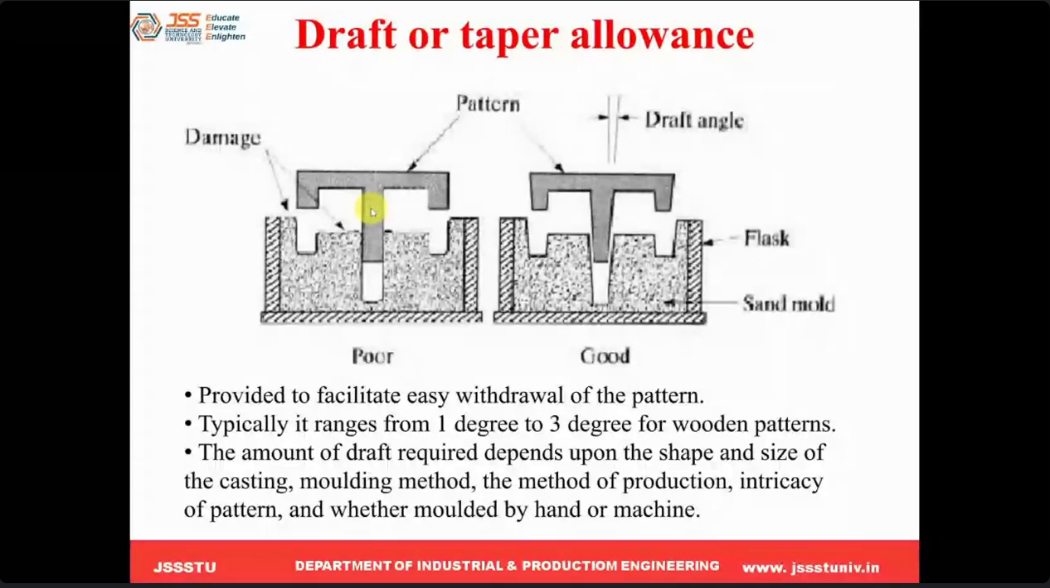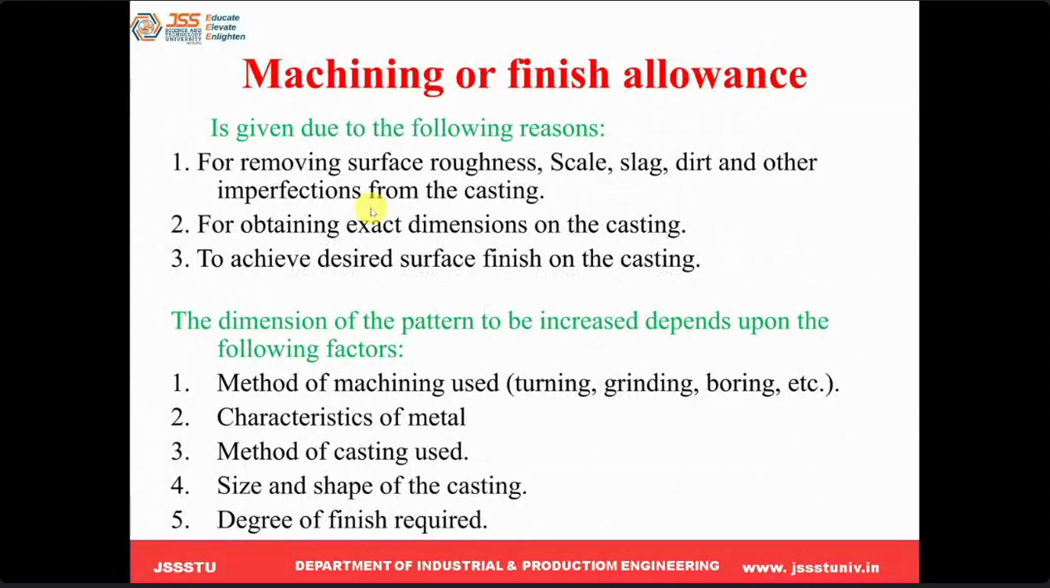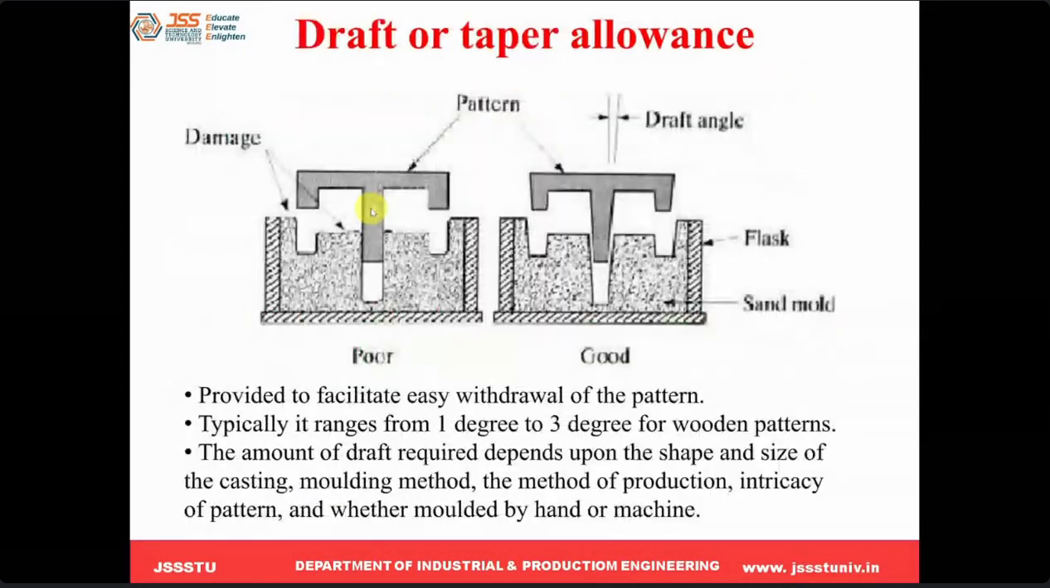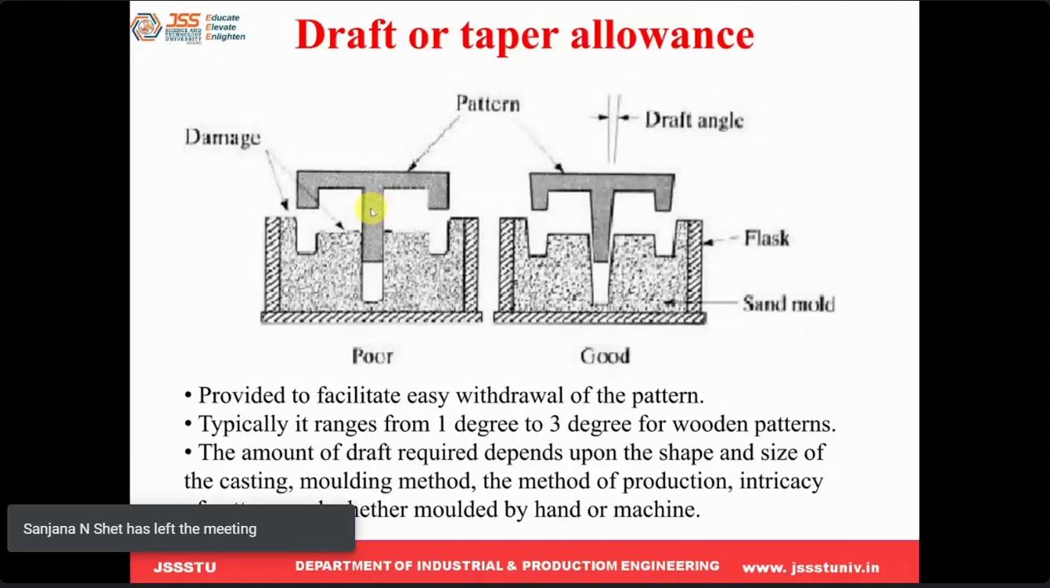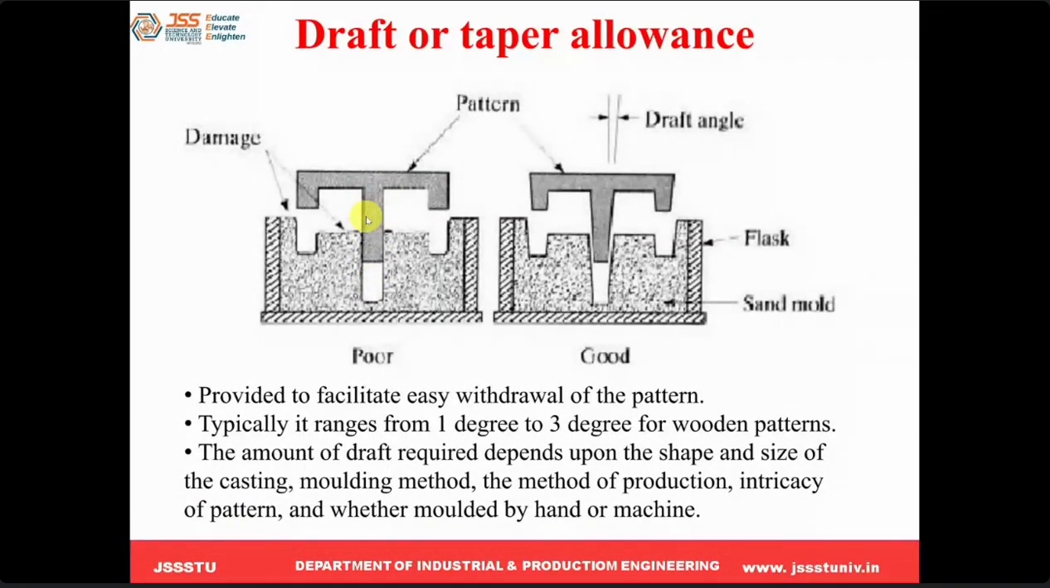Next one is the draft allowance or taper allowance. Can anyone tell what it is for? Sir, taper is provided on the pattern for easy removal of the pattern from the casting. Yes, good. Taper means, you can see here, if I made the pattern straight, when you remove it, it becomes very difficult. It may damage the product also. But if I make it a conical, taper shape, it is easy to remove it. Therefore we need to provide some allowance here, that is called draft angle.